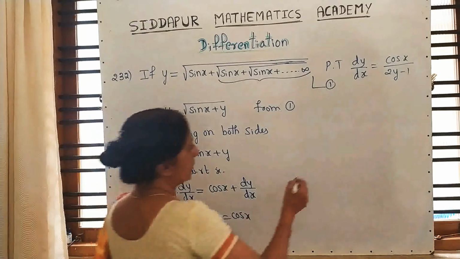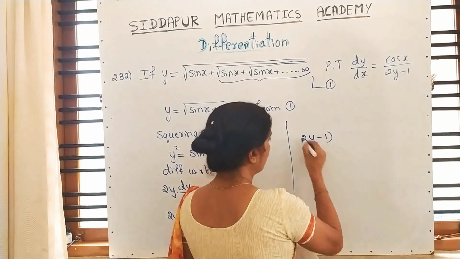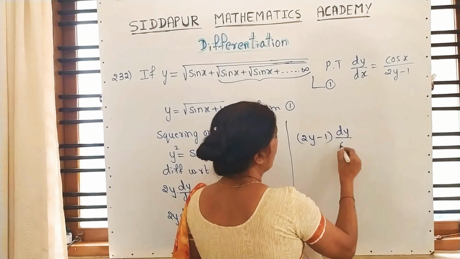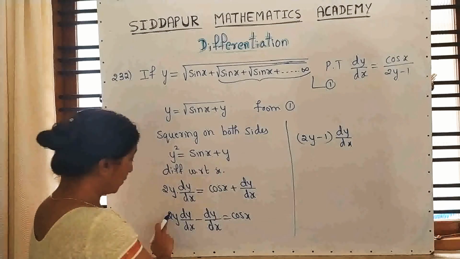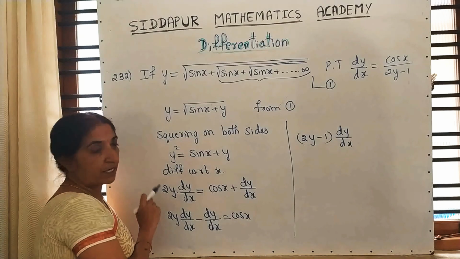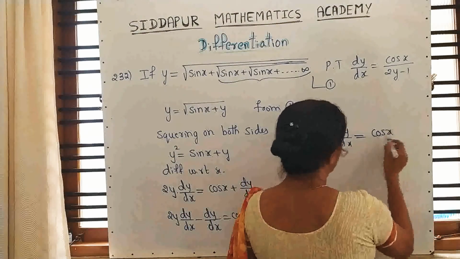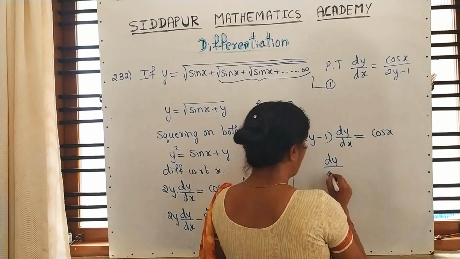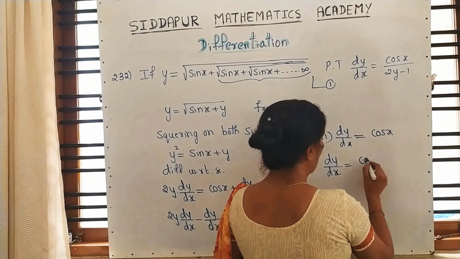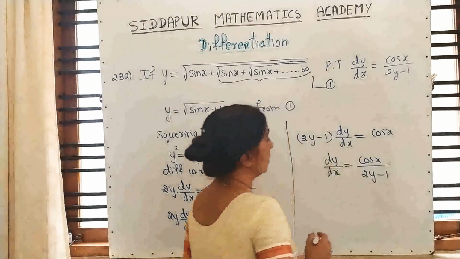On the left side dy upon dx is common. So what is remaining? Its coefficient is 2y and there is no number means the coefficient is 1. Because of this minus we are getting 2y minus 1 is equal to cos x. And dy upon dx is equal to cos x divided by 2y minus 1. That is the required answer.